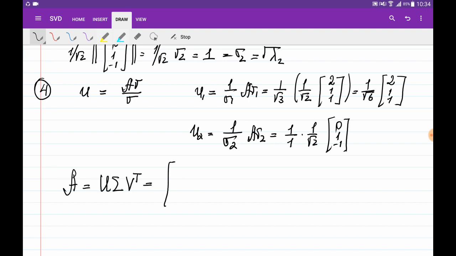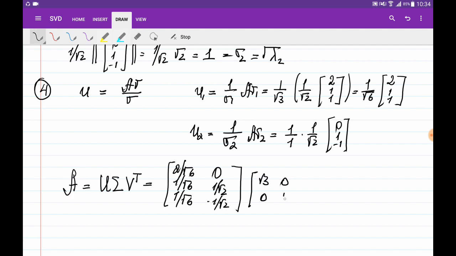By just putting the columns U1 and U2 to here, it will be 2 over square root of 6, 1 over square root of 6, 1 over square root of 6, 0, 1 over square root of 2, minus 1 over square root of 2, multiplied as a sigma, square root of 3, 0, 0, 1, multiplied as a V1 transpose and V2 transpose. Actually, we put the V1 as the first row, 1 over square root of 2, 1 over square root of 2, and we put the V2 as the second row, because here we need to write the V transpose.